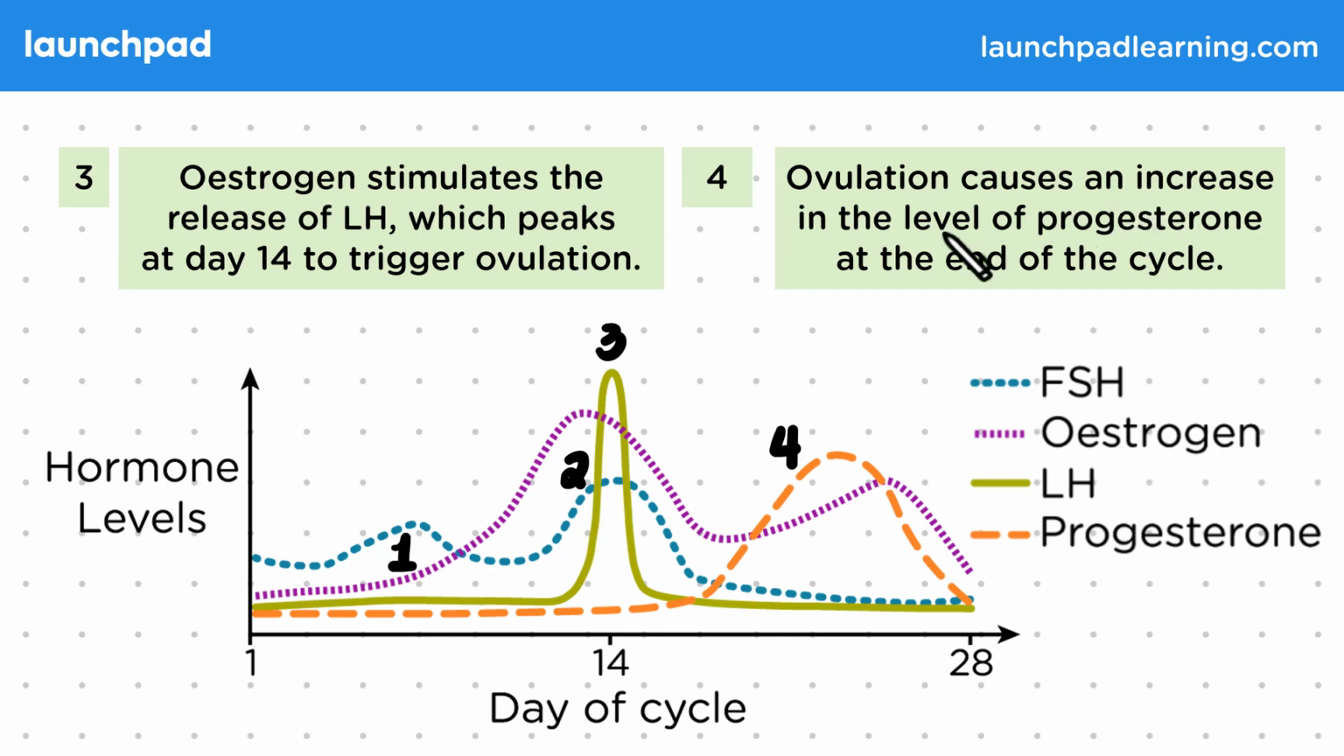Ovulation causes an increase in the level of progesterone at the end of the cycle. So you can see that after the ovulation, which lines up with the peak here, we see progesterone levels start to increase in this last section of the cycle.